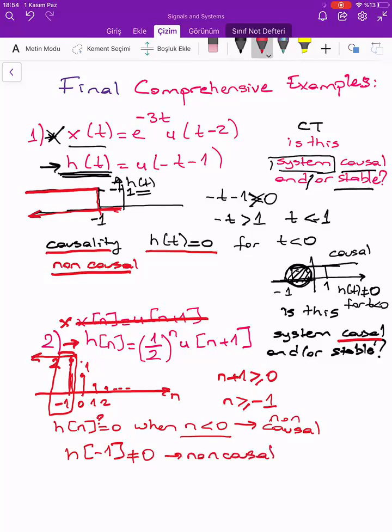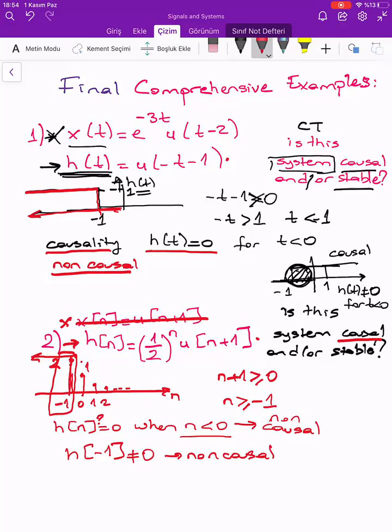Okay. I hope you got the main message. What are the two things that you should be careful about? If I'm asking if this system is stable or causal, I should only check h of n or h of t. Secondly, I will draw or look at the signal and see if there are any components that are less than 0 for the t or n values.